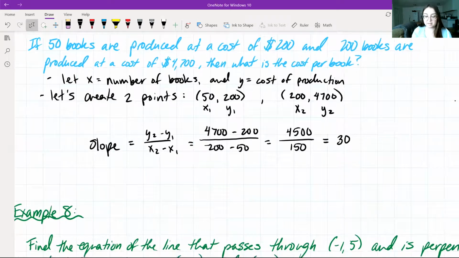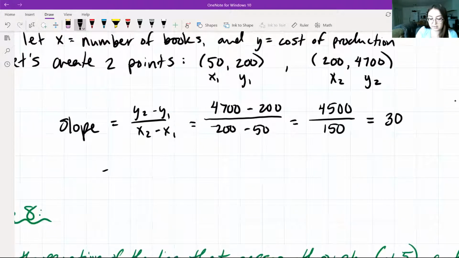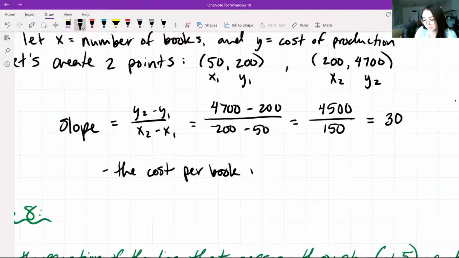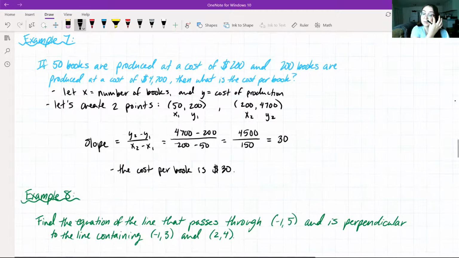So we can say that the cost per book is $30. So we see that if this were an equation on a graph, then the line that would go through both of these points would have a slope of 30.